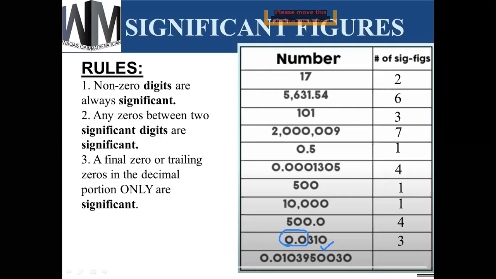Ali, it's not 10. In this one, we have nine significant figures. Not Abdullah, it's not 8. We have nine significant figures here. All these numbers, all these figures are significant.